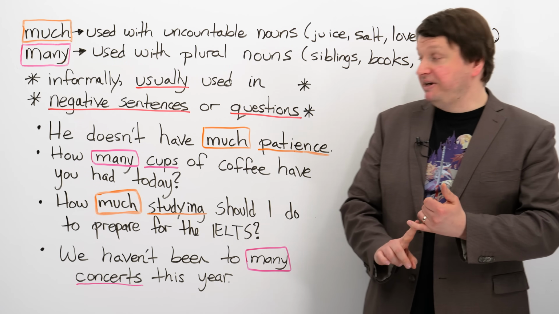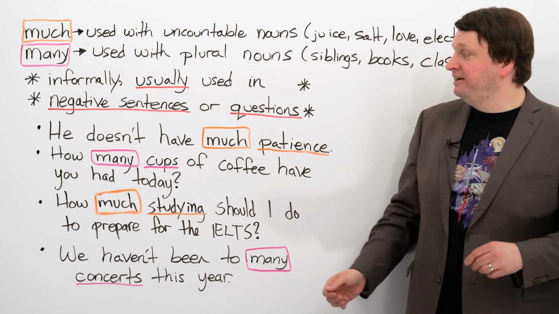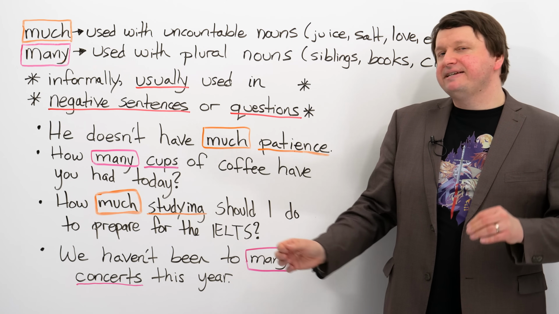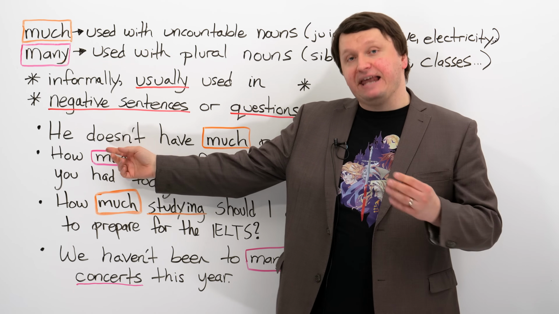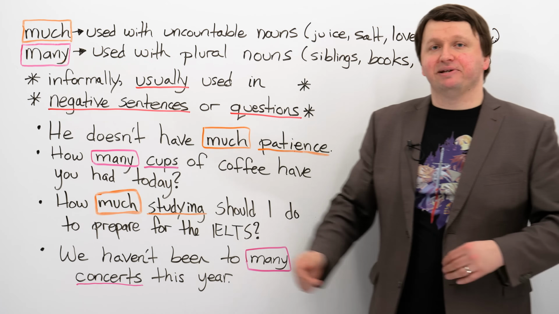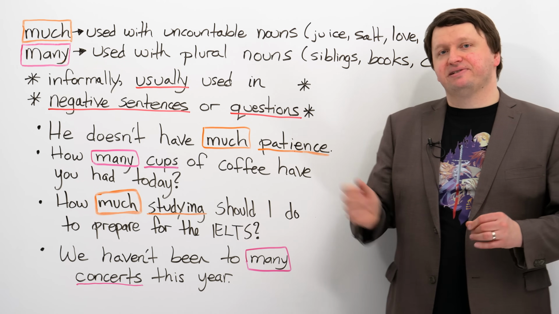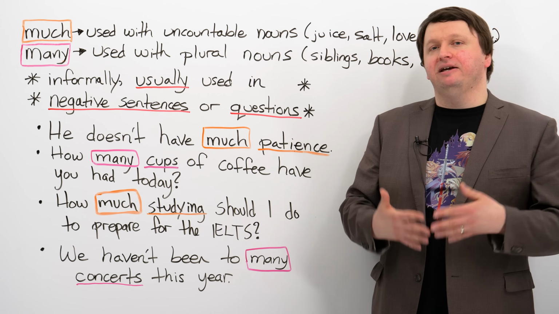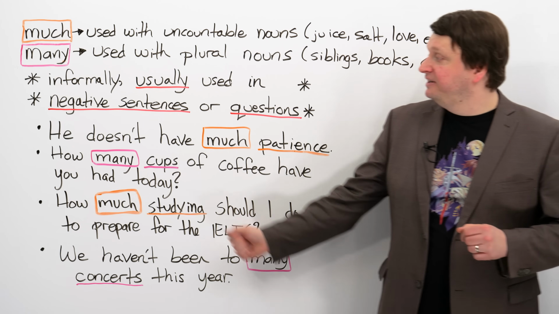So let's start with the basics. We have 4 examples. Let's just read them and talk about them. Number 1, he doesn't have much patience. So we have a negative sentence here, present simple. He doesn't have much patience. So doesn't have a lot, doesn't have enough patience, or the ability to wait for things.